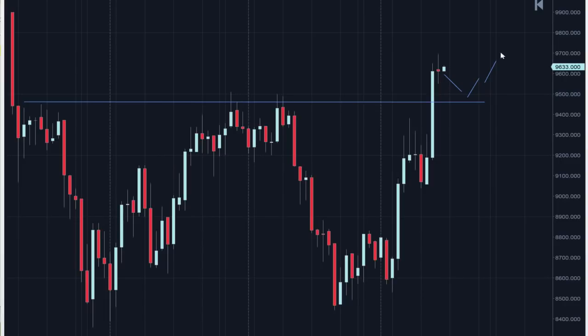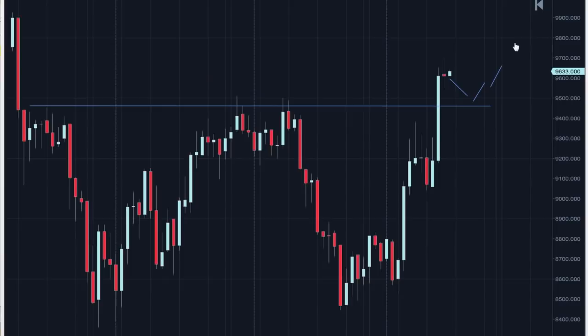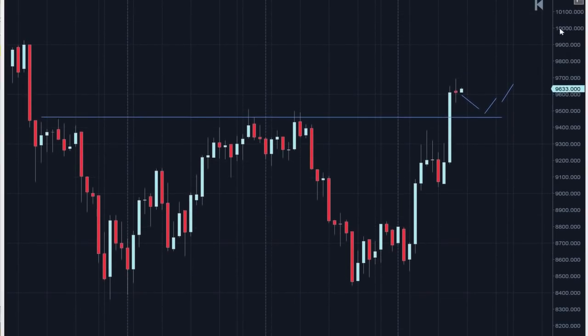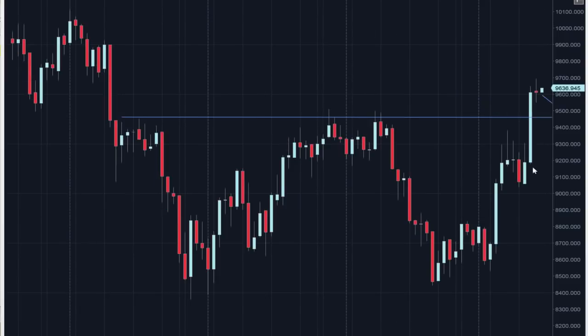And if this formation actually happens, then I'm pretty certain that we're going to get a test of the 10,000 mark, right? Then I think we're going to actually retest that. See, there's another spike high here, so that will be the hurdle, right? So here. Okay, so very interesting price action in Bitcoin right now.